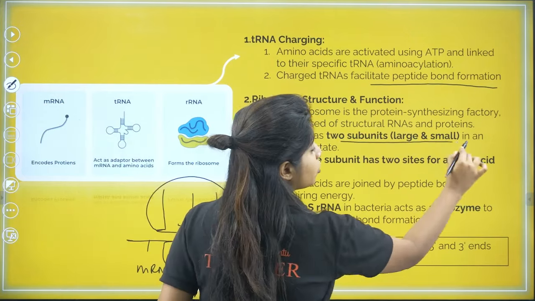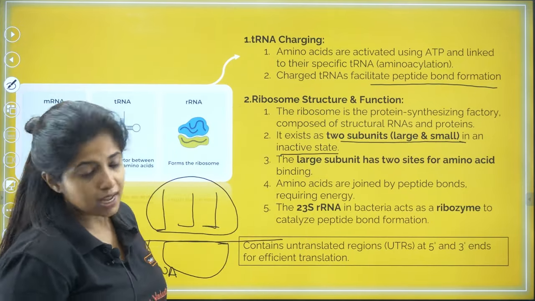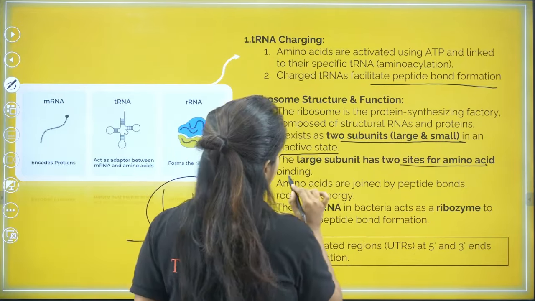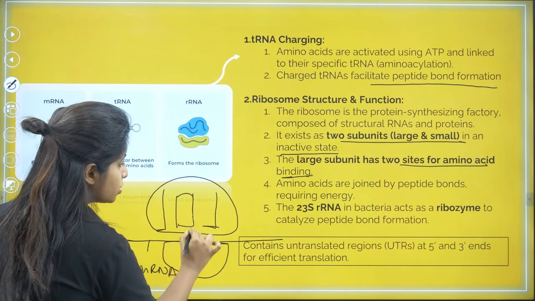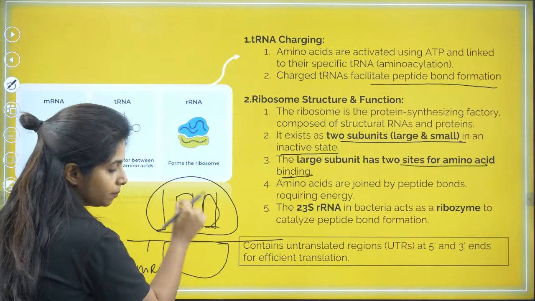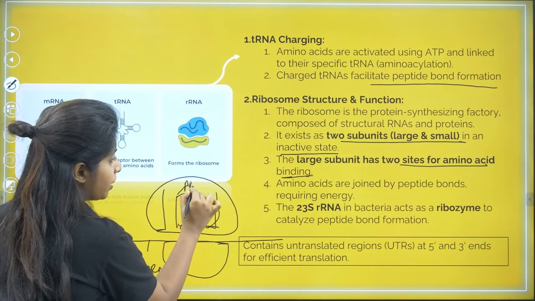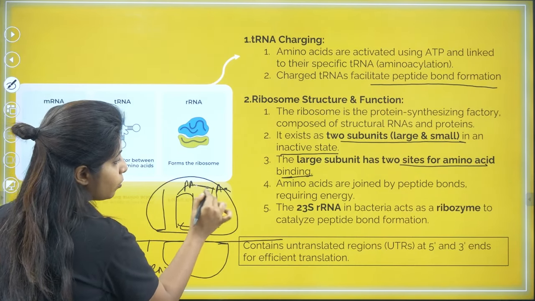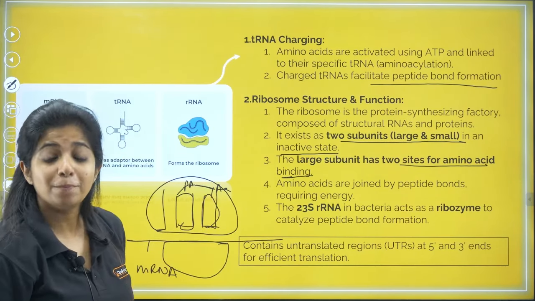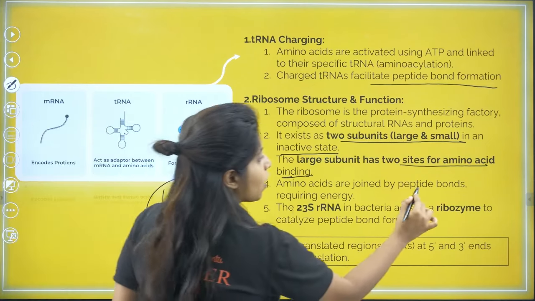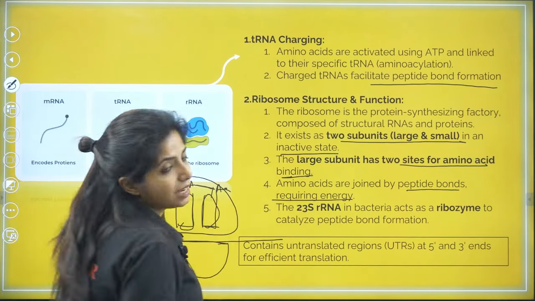It exists in two subunits, large and small, in an inactive state. The large subunit has two sites for amino acid binding. So, it will have two sites where the tRNA will come and binding will happen. Suppose over here there is an amino acid, and here also there is an amino acid; both of them are going to get bonded with the help of peptide bonds. Amino acids are joined by peptide bonds requiring energy.